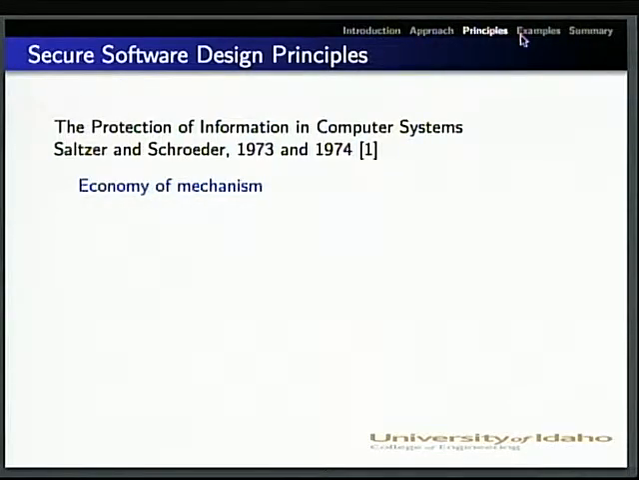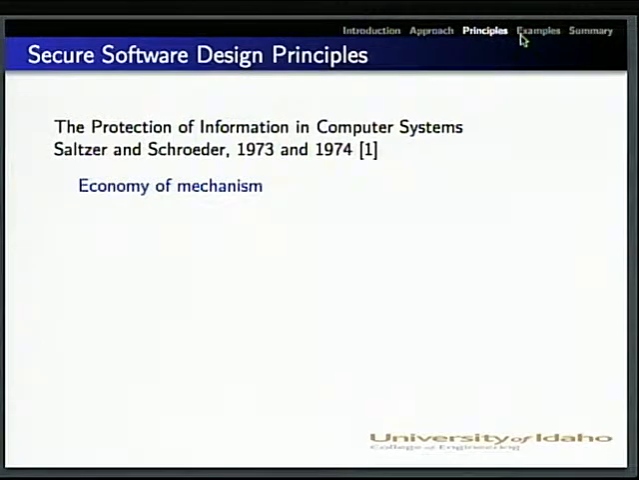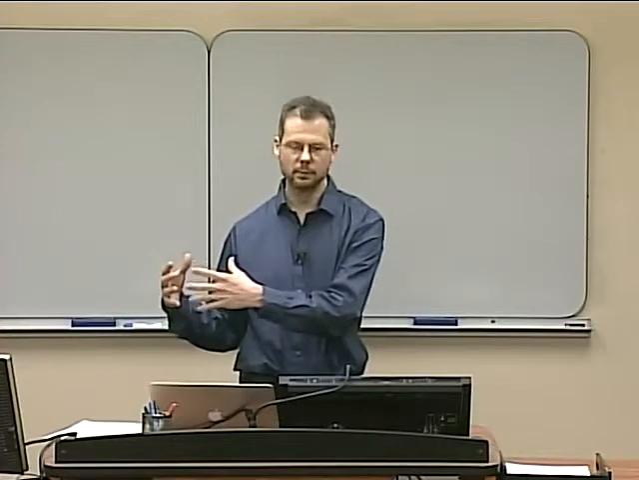The first one is economy of mechanism, sometimes called Occam's razor. Economy of mechanism means that if there are two options that are equally possible and they're the same with respect to your system, you should choose the one that is the simplest. The second one is fail-safe defaults. This means that if your system is going to fail, you should have it fail by default on the option that is going to be the safest or the most secure.